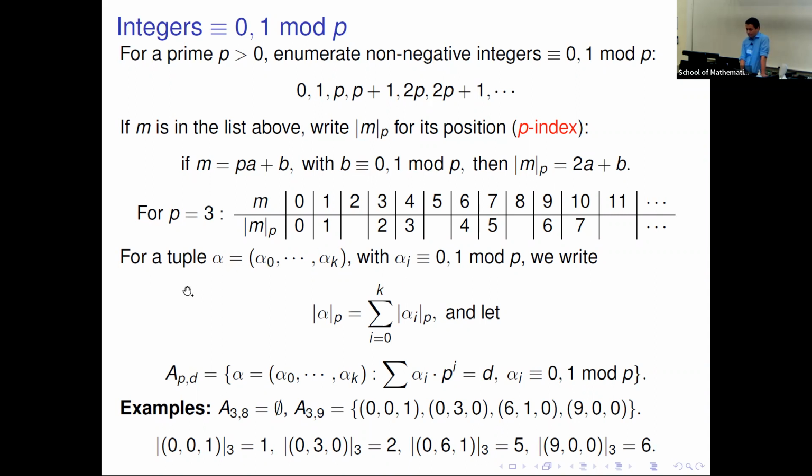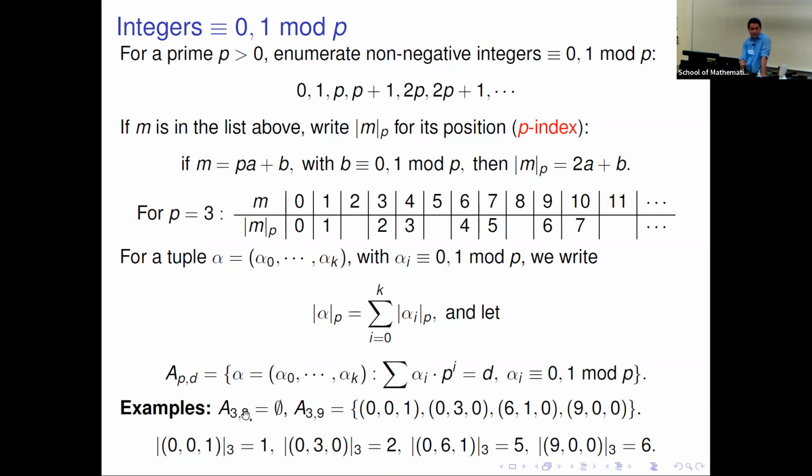So now, if I have a tuple of positive integers, each of which is congruent to 0 or 1 mod p, I can define the index of the tuple to be just the sum of the indices of the entries. And now for my positive integer d, I look at all the p-adic expansions, so all the ways of writing d as the sum of alpha_i p to the d_i. So these alphas can be digits that are larger than p. This is not unique. But what I want is for them to be congruent to 0 or 1 mod p, okay?